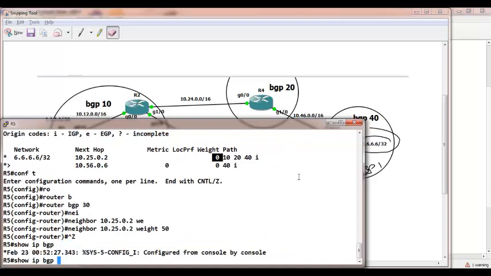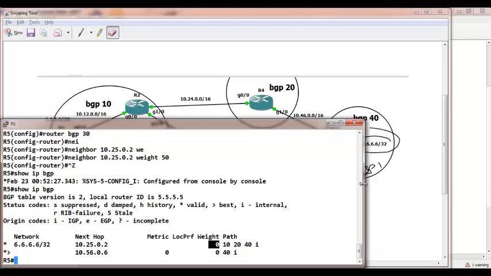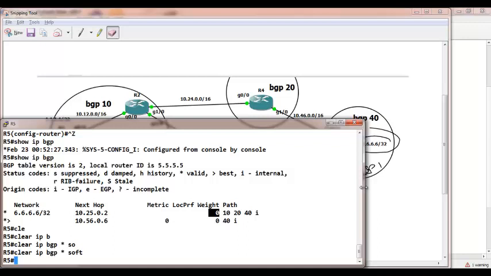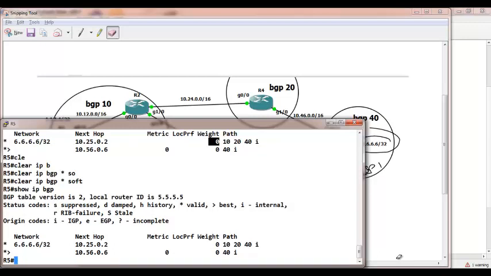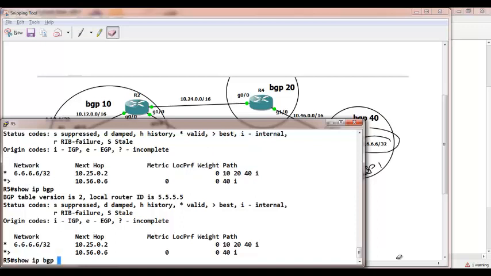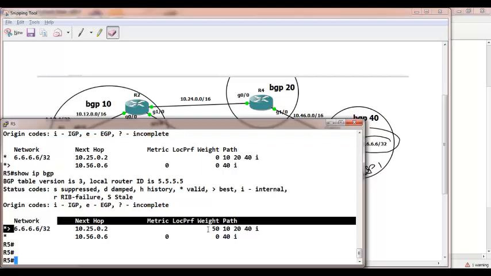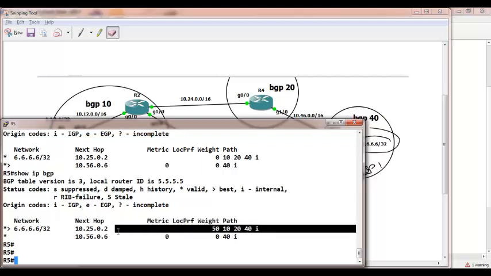Let's check now. Show IP BGP. It is not changed yet, but you can force it to get changed immediately without waiting by clearing IP BGP star soft. Just clear it, and now you will see the weightage changed. See, earlier it was 0, now it is 50. Before, when it was 0, the greater than symbol was not here. It was via router 6. But now this is switched to the long path.